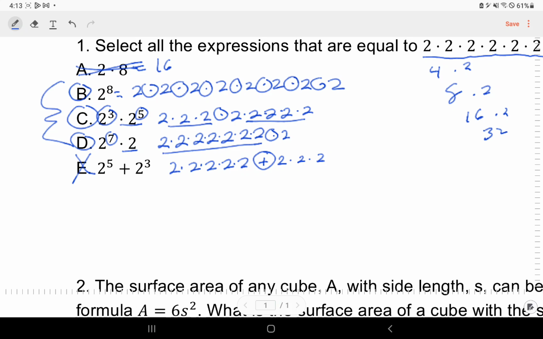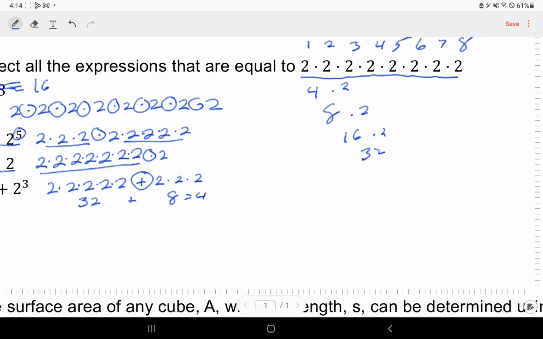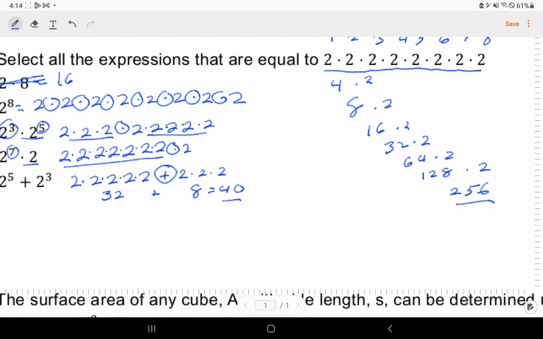2 and 2 is 4, times 2 is 8, times 2 is 16, times 2 is 32. 2 and 2 is 4, times 2 is 8, and 32 plus 8 is 40. Again, if we continued this out, that was 2, 3, 4, 5 times 2, so that's 6, is 64, times 2, so there's my 7, is 128, and times 2 for 8 is 256. There's a big difference between 40 and 256.